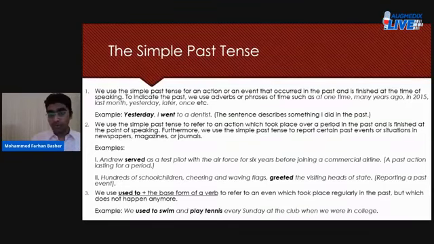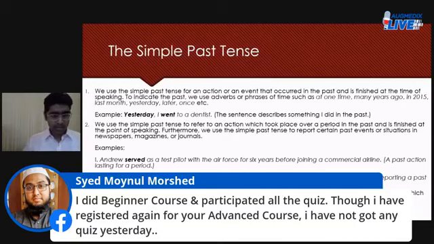Let's see what rule number 3 is. All right, we have a question here. I think we have a query here. Let's try to answer this query a bit. So Moinul Morshed is asking, I did the beginner course and participated in all the quizzes, though I have registered again for the advanced course. I've not gotten any quiz yesterday.